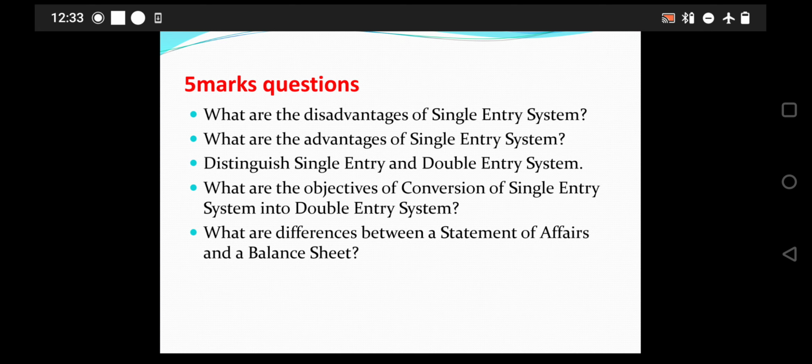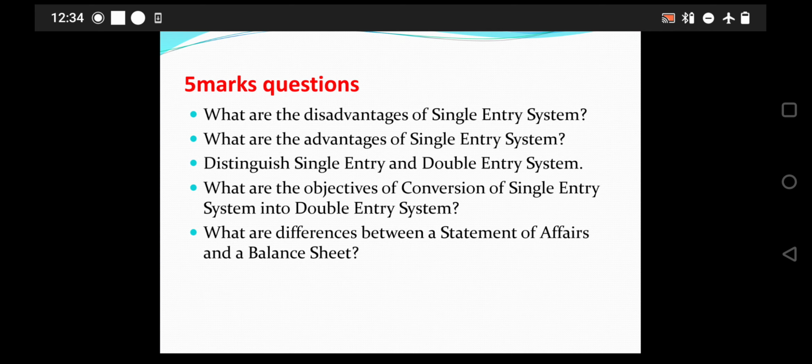One is aspects. Under double entry system, we enter the transaction, that is, both aspects of the transaction are recorded, that is debit and credit. But in single entry, in some cases both, in some cases only one aspect we will enter. And accounts: in double entry we will prepare all personal, real and nominal accounts, but in single entry we will prepare only personal accounts and cash accounts. Trial balance: under double entry we will prepare a trial balance, but in single entry there is no trial balance concept at all.